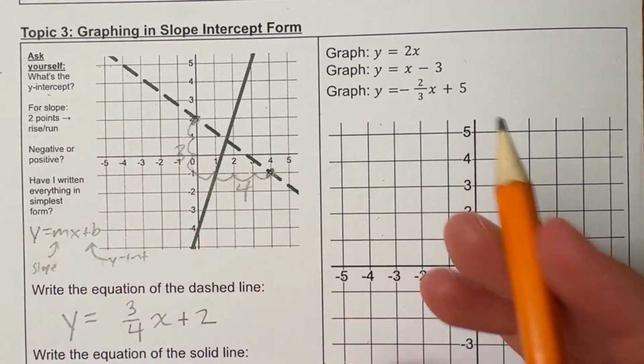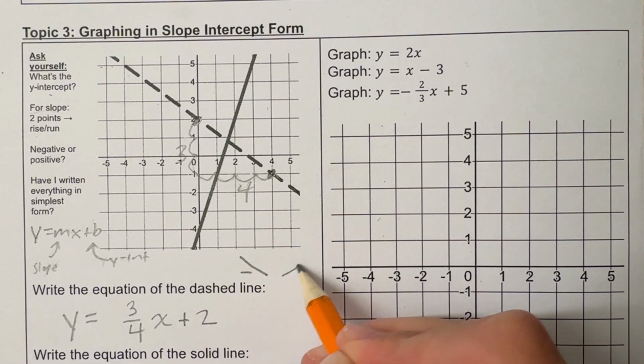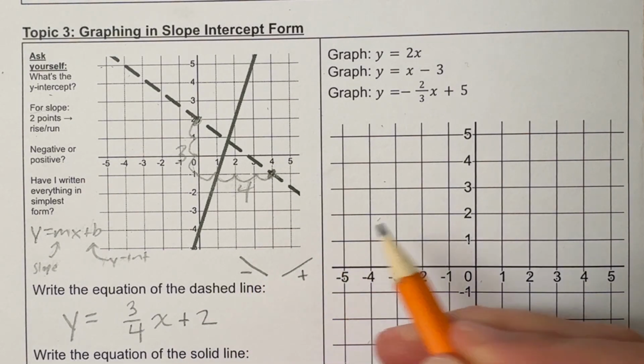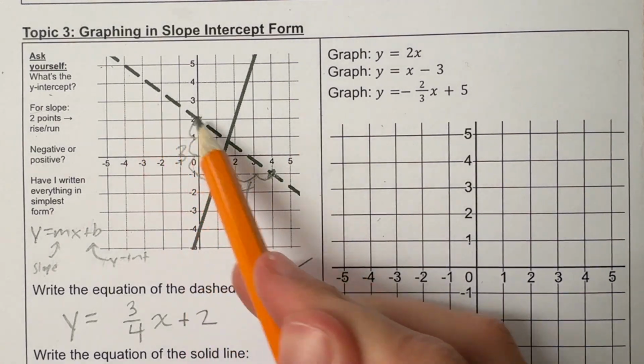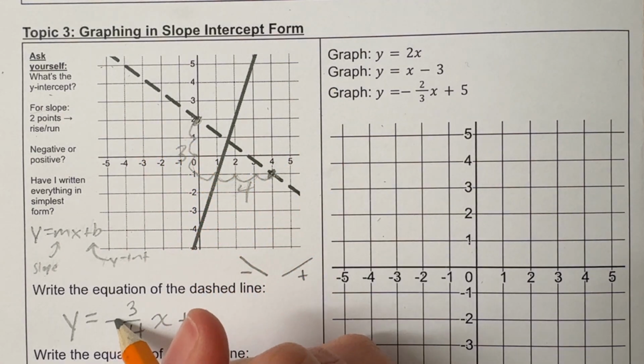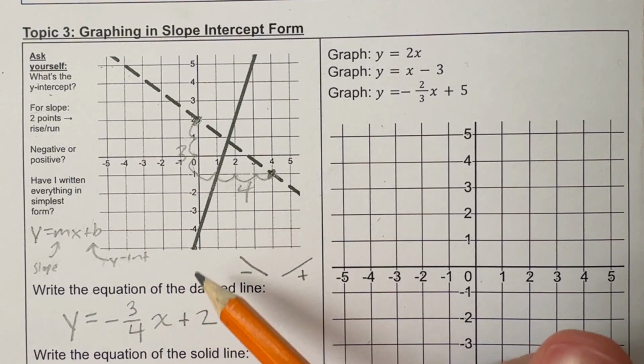I look at this line. Remember, a negative slope slants downwards like this from left to right, and a positive slope slants upwards like that from left to right. Okay, so in this case, this line is slanting downwards. That's a negative slope. Now notice I wrote the y-intercept first, and then I wrote the slope, and then I wrote the negative. You could do it in the other order.